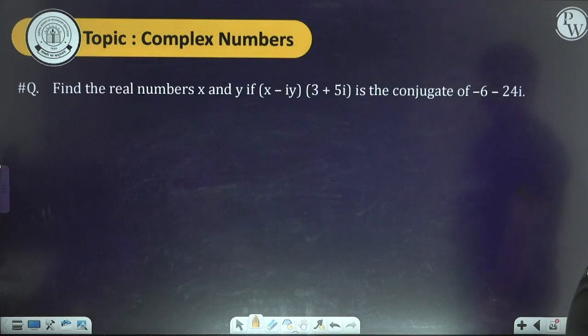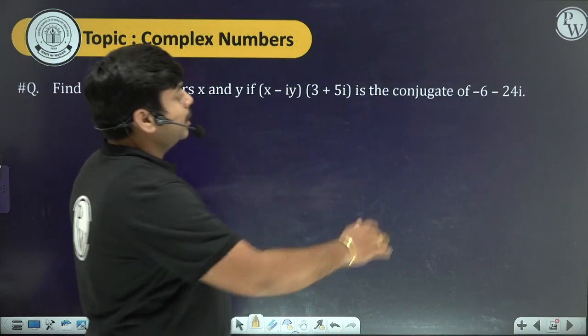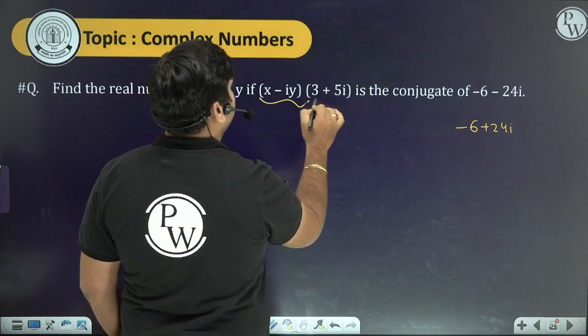Find the real numbers x and y if (x minus iy)(3 plus 5i) is the conjugate of minus 6 minus 24i. People, what is the conjugate of this number? Minus 6 plus 24i. So this should be equal to the product of these two.